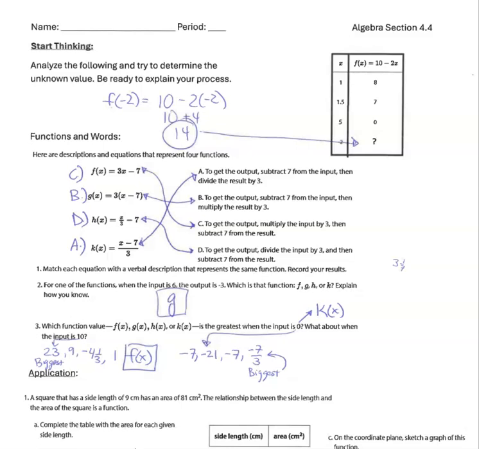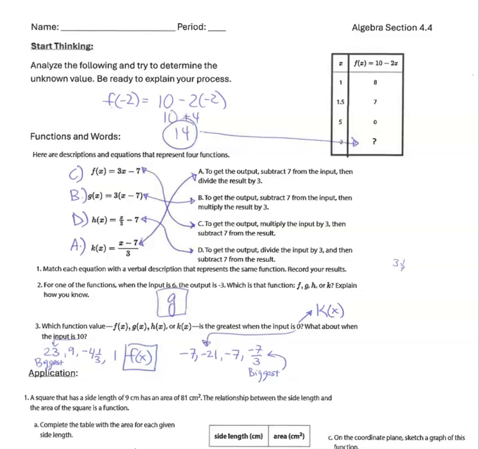All right, we are continuing our study of functions in 4.4. The start thinking part here says that you have the table to the right, and it says analyze the following and try to determine the unknown value. So I already had 1 and 8, 1.5 and 7, 5 and 0, and -2, and then it was a question mark. The students were supposed to try to figure out how the people came up with 8, 7, 0, and then use that same method to come up with that last number.